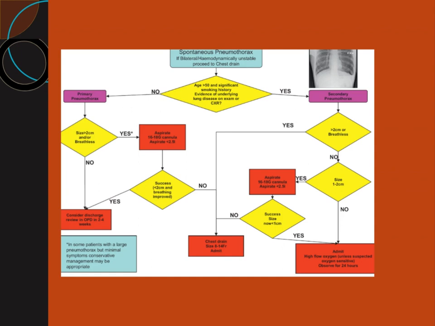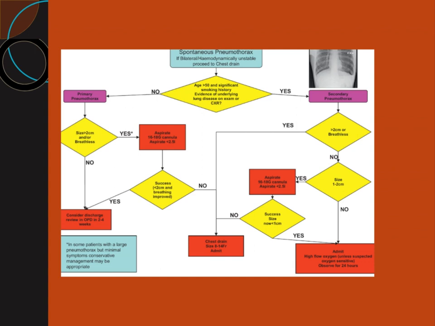Coming to the opposite side of the ledger, that is secondary spontaneous pneumothorax. The patient comes in over 50 with shortness of breath and a background history of lung disease, whether it is COPD or ILD. You have done a chest X-ray and noted that the pneumothorax is more than 2 centimeters. That's a point in secondary spontaneous pneumothorax where you need to intervene. If it is more than 2 centimeters, you need to put in a chest drain.